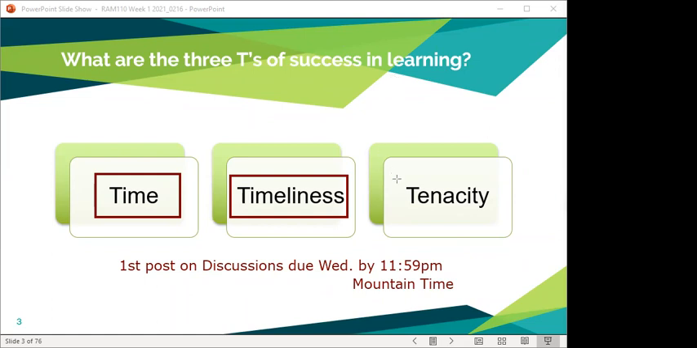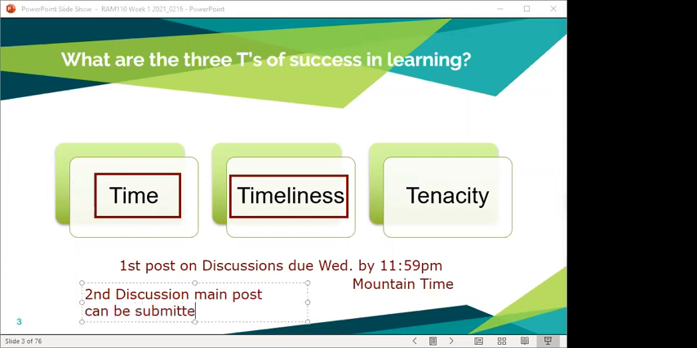And again, the only tricky thing, other than all assignments due by Sunday, is that first discussion posts due Wednesday. Now, I do offer a 1-day grace period. And that 1-day grace period is to allow you an extra day for the second discussion post. So let me type that in there just so it's clear to you. So the second discussion main post can be submitted on Thursday.